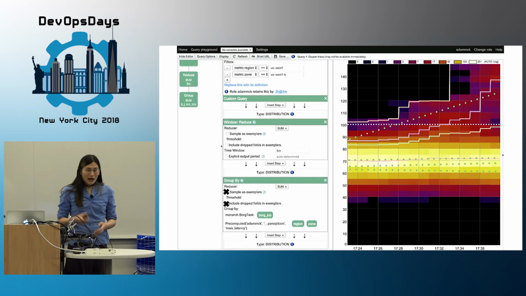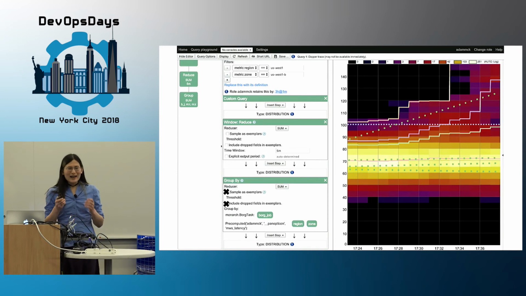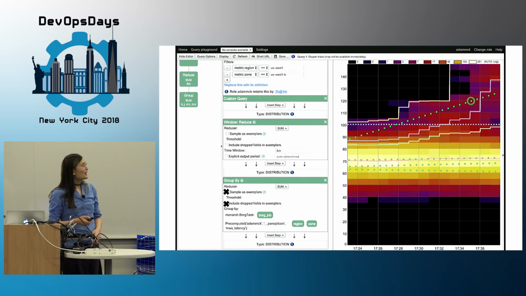So I've shown here what happens when you ask it to plot by task ID and to show me examples for the task IDs. And it will show you a whole bunch of examples of latencies, some in the middle, some that are increasing. And I can go in and hover my mouse over one of those little dots that's an individual sample that's been attached to a bucket. And then it will show me everything sharing that same collection of tags.